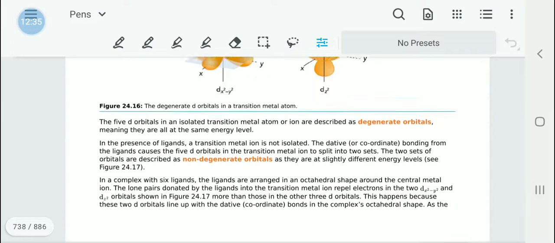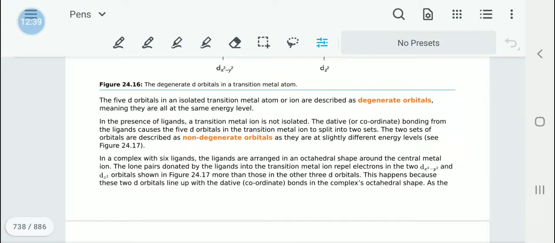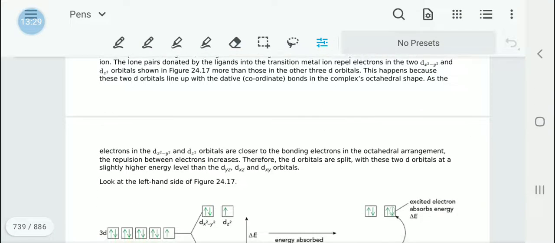This happens when the degenerate orbitals in an isolated transition metal atom, which are at the same energy level, are split into two sets by the repulsions when ligands donate their dative electrons into it.